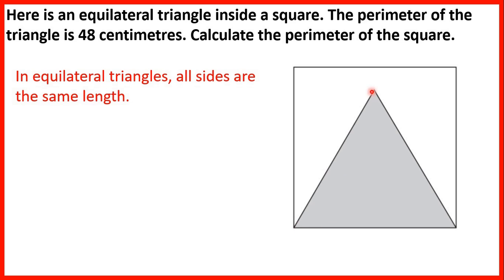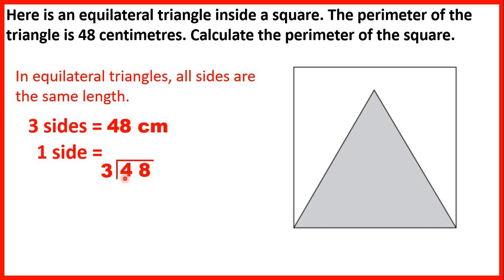So these three sides add up to 48. So to find one side, to find this side here, we can divide 48 by 3, and that gives us 16. So we know that the sides of the triangle are all 16 centimeters. They're all the same because it's an equilateral triangle, and that gives a perimeter of 48 centimeters because 16 plus 16 plus 16, or 16 times 3, is 48.